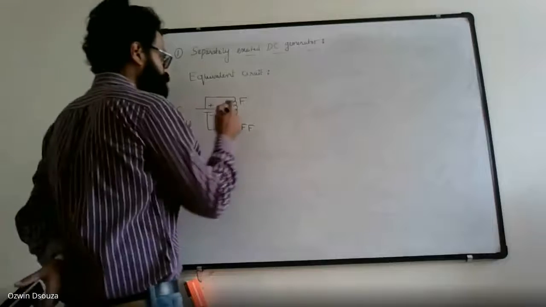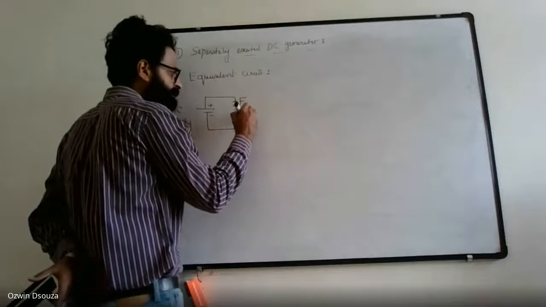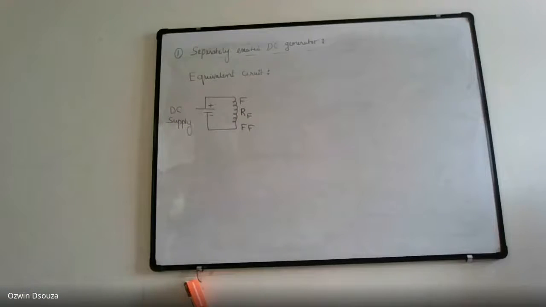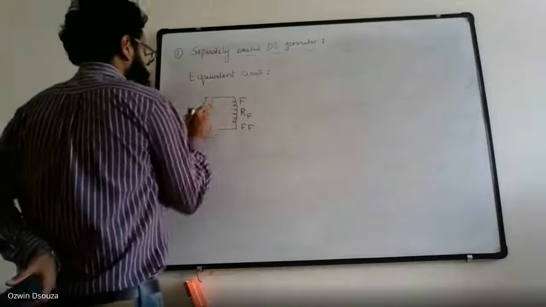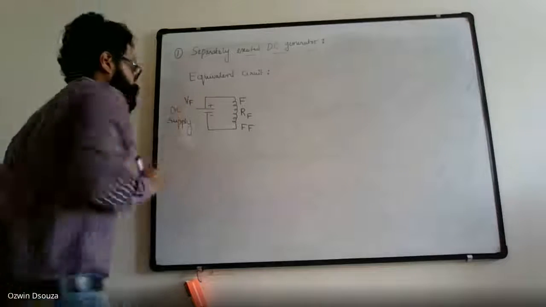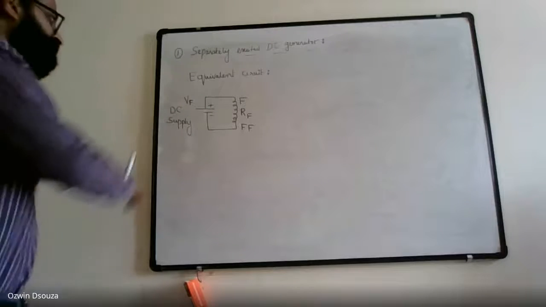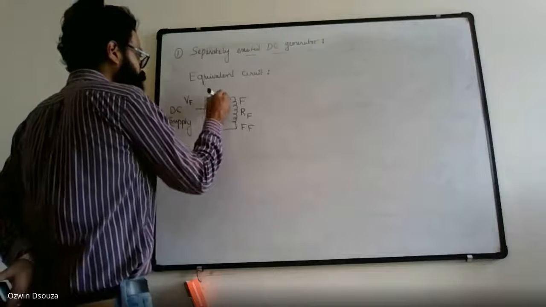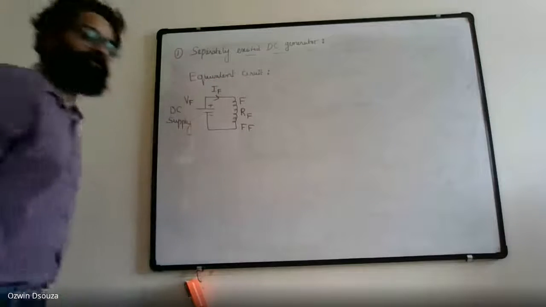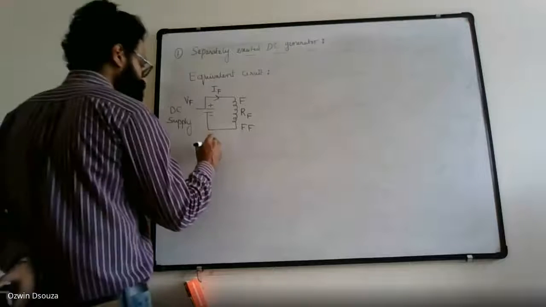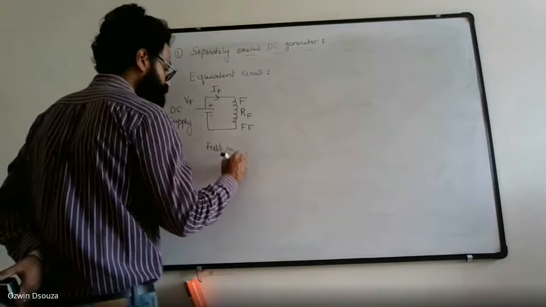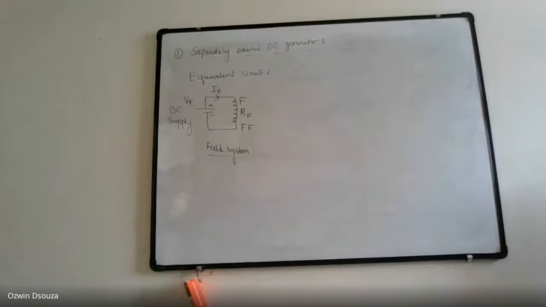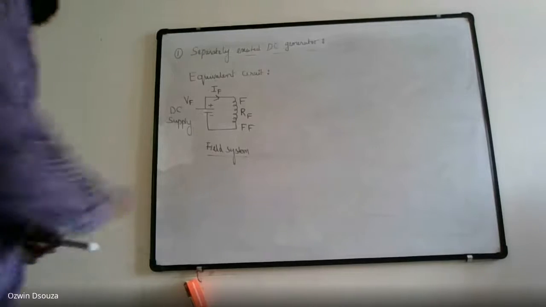And the resistance of the field winding, let us call it RF. So RF simply refers to the resistance of the field winding. This DC supply can be given a name, something like VF, the voltage applied across the field winding, and the current that flows through the field can be taken as IF. Okay, so this is your field system. So you're done with the field system. Now you are supposed to draw the armature system.